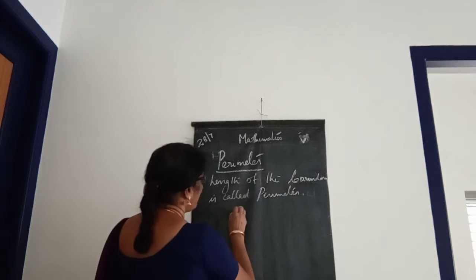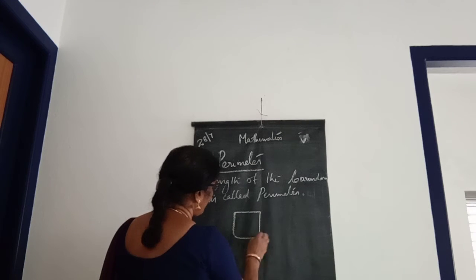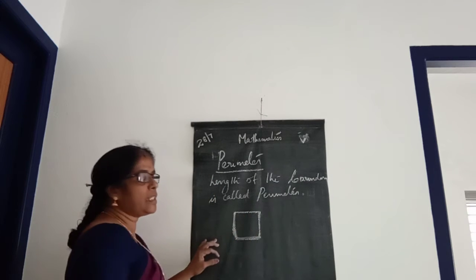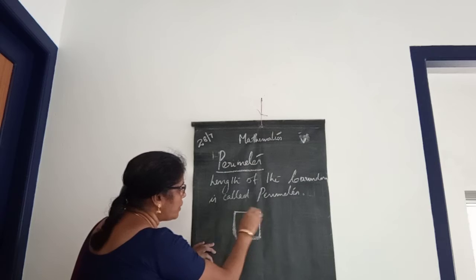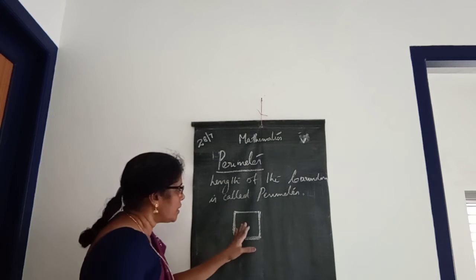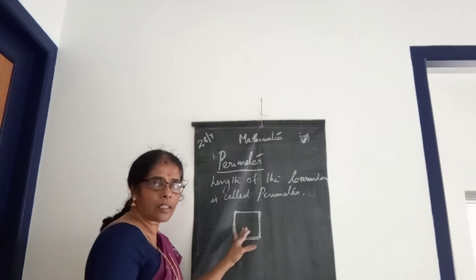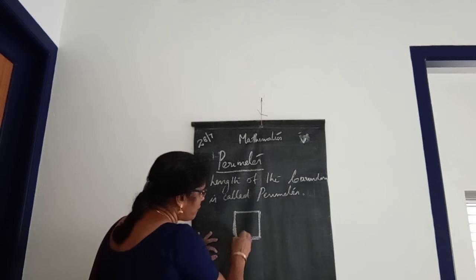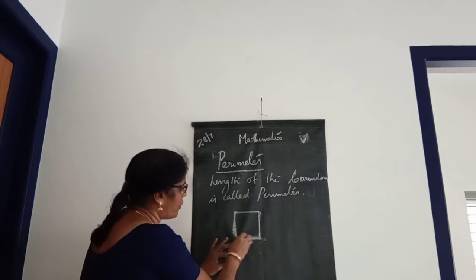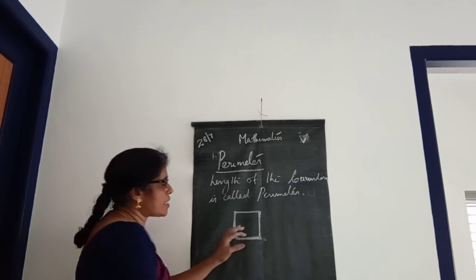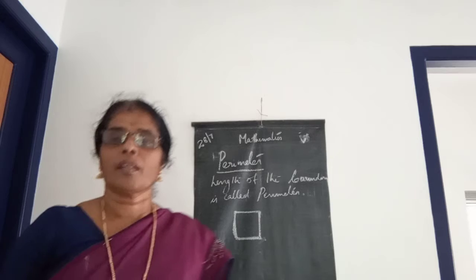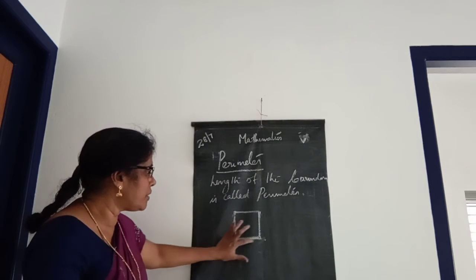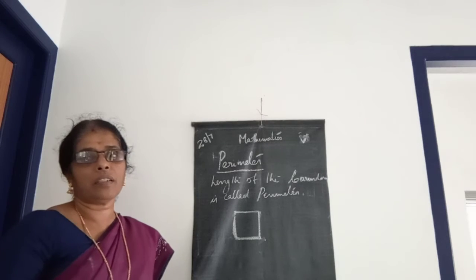You look here. This one is a square. And perimeter means the length of this boundary. In this square, the boundary of this square is this one, isn't it? The boundary of the square is the perimeter of the square.